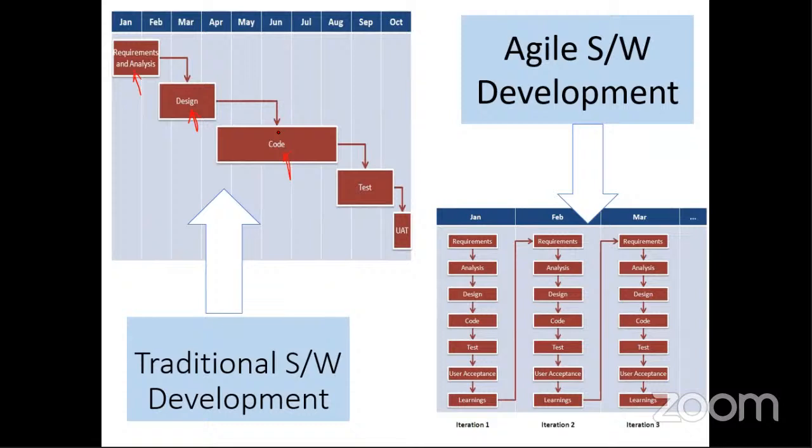But in agile software development, you can check over here. In the month of January, I have selected, suppose, 10 features to be shortlisted for one sprint. We collect the requirements for those features, we analyze, we design, we code, we test, and we get user acceptance, that is user feedback, and based on the feedback I continue with my next iteration. So within a short span of time, I can see what my product looks like.